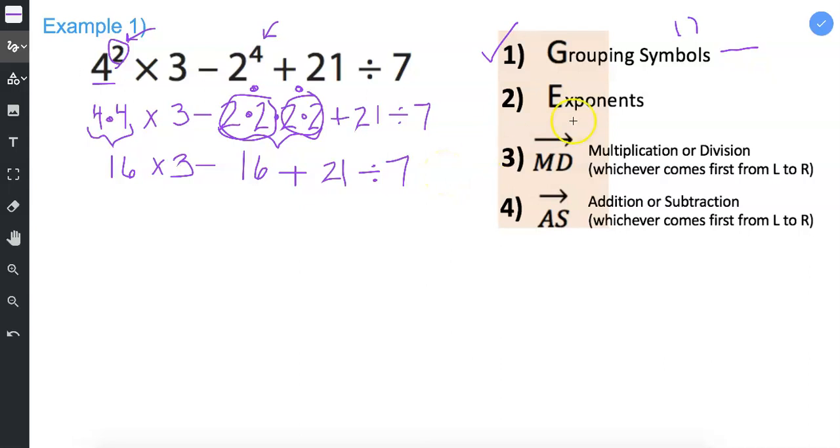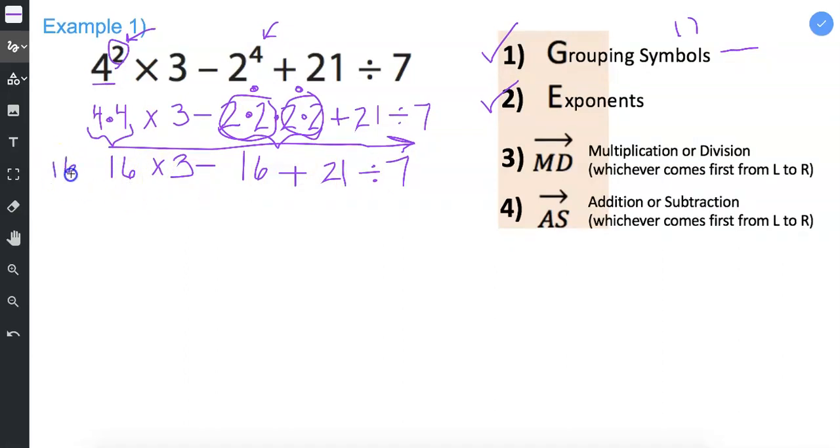All right, next, since I'm finished with exponents, level 2, I move on to level 3. So sometimes multiplication is first, sometimes division is first. It depends on whichever comes first when you go left to right. So that's what you deal with first. So when I move from left to right across this problem, the multiplication comes before the division. So in this case, we're going to multiply first.